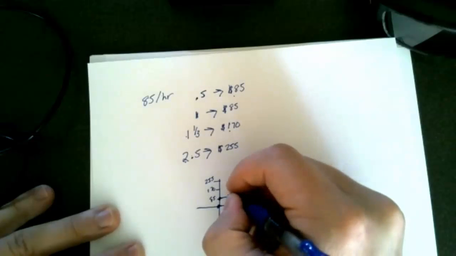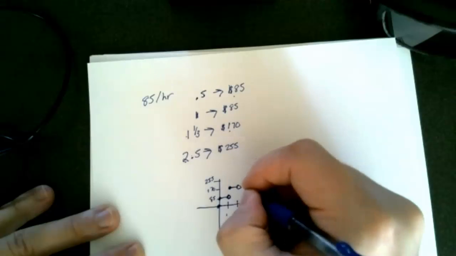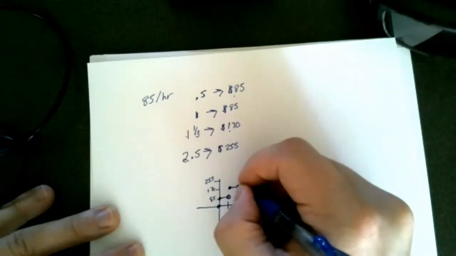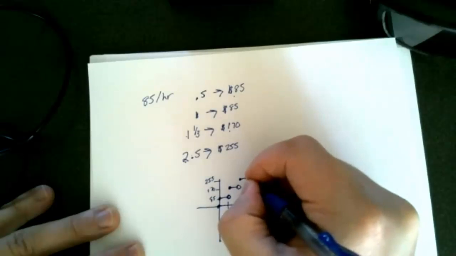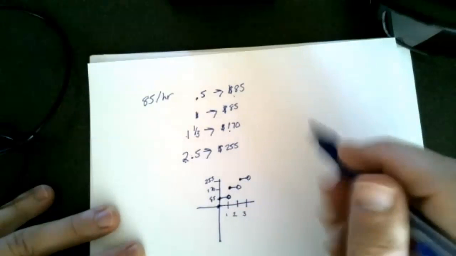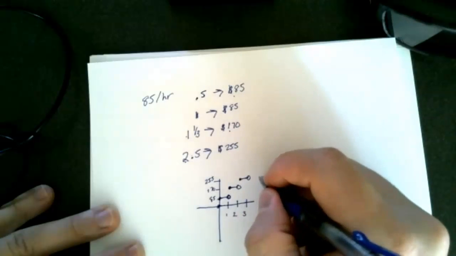And then anything from 1.1 to 2, I'm paying $170. And anything from 2.1 to 3, paying $255. Oh, I made a mistake. Dang it. I hate it when I do that.